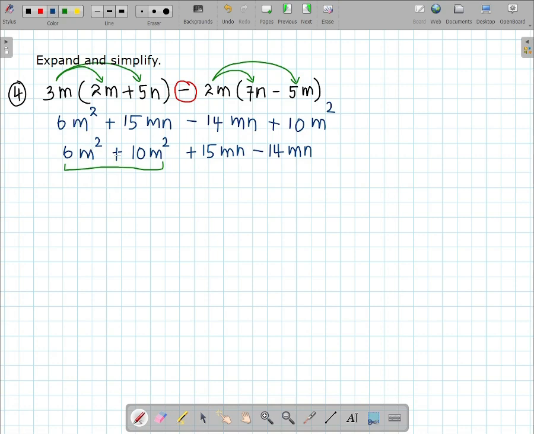6m squared plus 10m squared, 6 plus 10, that is 16m squared. Plus 15mn minus 14mn, 15 minus 14, that is plus 1mn. No need to mention 1 here, mn means 1mn. Okay, that's the final answer, 16m squared plus mn. I hope you understood. See you in the next video.